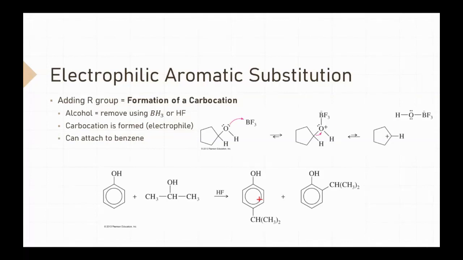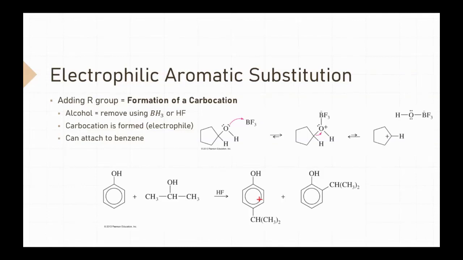Another way to add an R group is using an alcohol. So if you start off with an alcohol, right? If you want to turn this into a good electrophile, we use BH3 or HF, right? And it will basically turn this alcohol group into a good leaving group. And once it's a good leaving group, we can form that electrophile right here, an electrophilic R group. And once you have that, you can add it to your benzene ring.